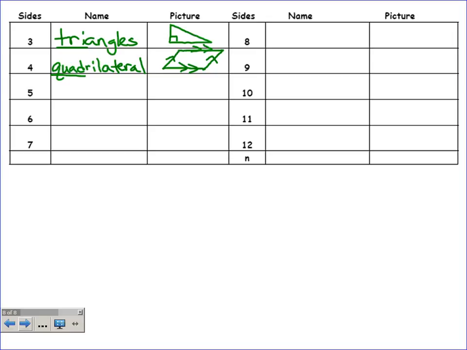What's five? Pentagon. Penta means five. I can't think of any good examples for a pentagon. You could draw like a house.